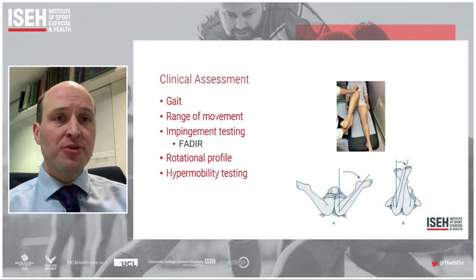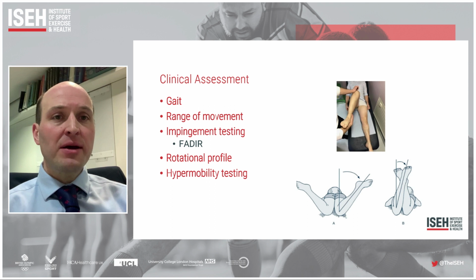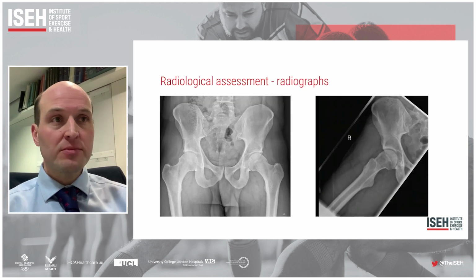I would examine all patients prone to assess the rotational profile, as this gives a better idea clinically of what the patient's femoral version is, and the difference between that and the supine examination can be very important in understanding the diagnosis. Also, you want to understand the patient's hypermobility status, so assessing the Beighton score is important.